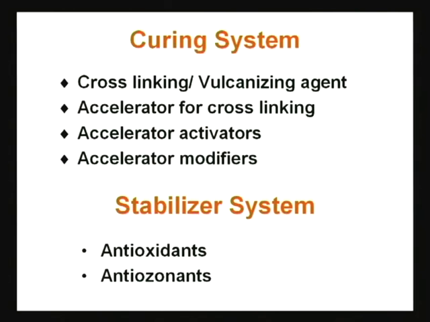Now, let us look into what is there in the curing system. In the curing system, there are cross linking or vulcanizing agents. For the rubbers, there are cross linking agents like sulfur, selenium, and tellurium, which belong to the same group of the periodic table. When they are mixed with rubber, they react chemically with the rubber molecules to link two molecules side by side, so that an intermolecular linkage is developed through the sulfur atom, that means through monosulfide to disulfide to polysulfide linkages.